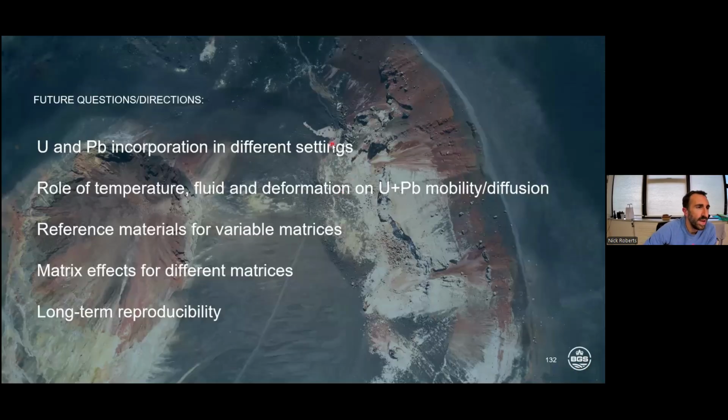So what are some of the future questions and directions of the method? We still have a long way to go on understanding uranium-lead incorporation in different carbonates and different types of settings. We still have a long way to go on understanding uranium mobility in terms of what temperature does, and fluids and deformation. We have a lot of reference tools available, but we need them for different matrices, different carbonates like dolomite. And we need to understand how those different matrices may affect the accuracy of some of our ages.